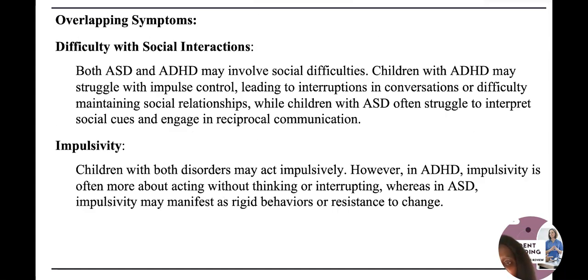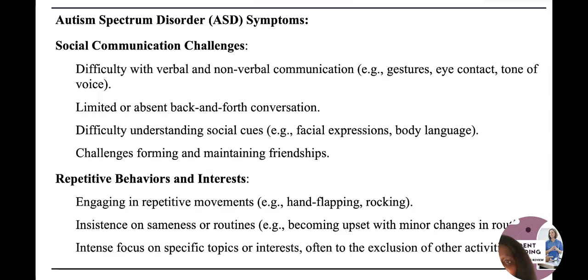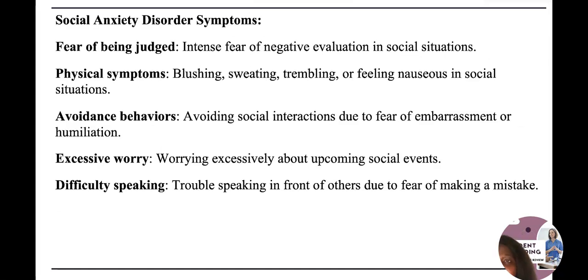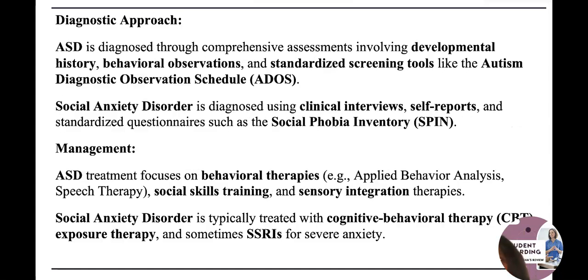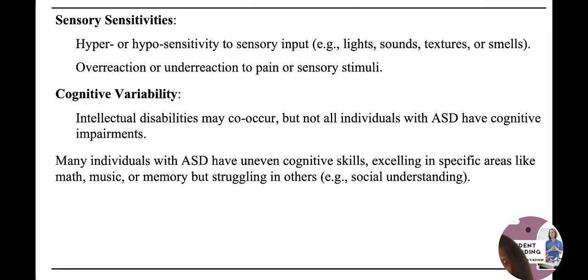The overlapping symptoms are so obvious, except maybe we should go ahead and talk about ADHD a little bit with ASD. Okay, before I get to the end, let's talk about that a little bit. Okay, this social anxiety, I'm just skipping all of those. Let's talk about ASD. So ASD, what is the main symptom of ASD? Social communication changes, repetitive behavior, interest, sensory sensitivities, cognitive variability.